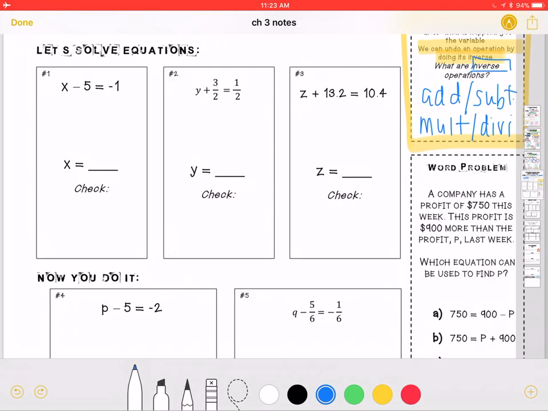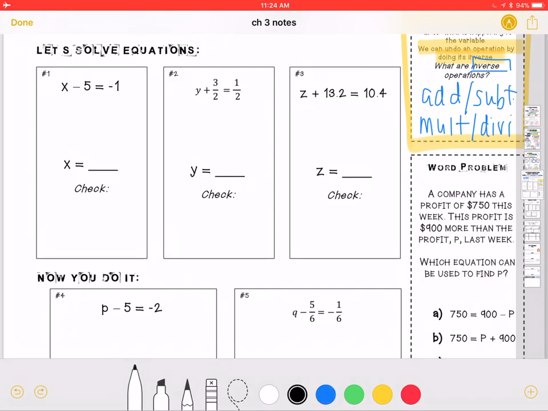So we're going to solve this equation by undoing what is happening to the variable. Our variable here is x. So take a look at what's happening to x right now. X right now is being subtracted by 5. Let's do its inverse operation. What's the opposite of subtracting 5? We're going to add 5.